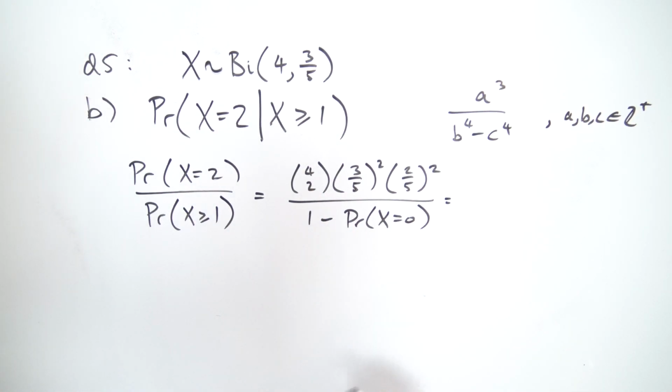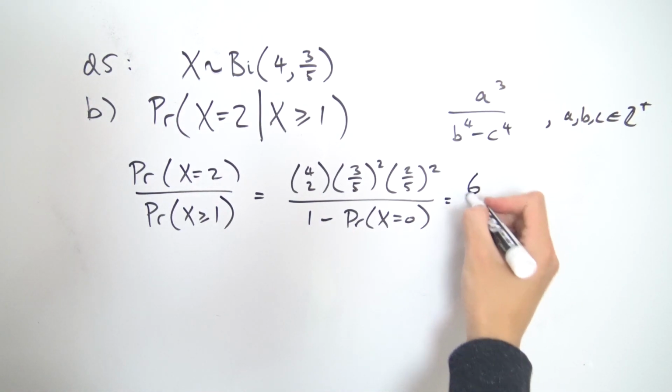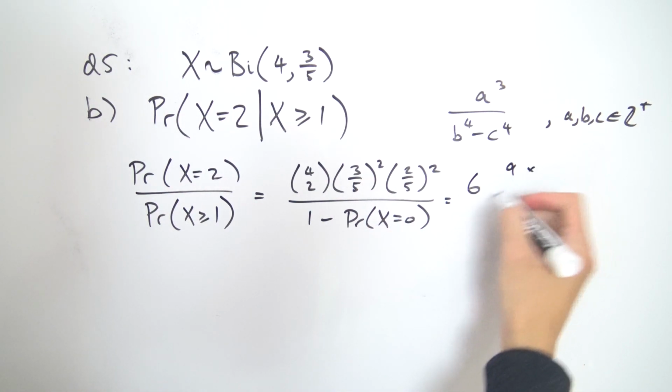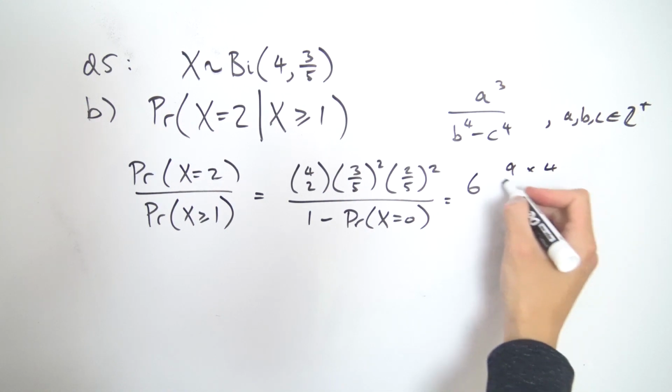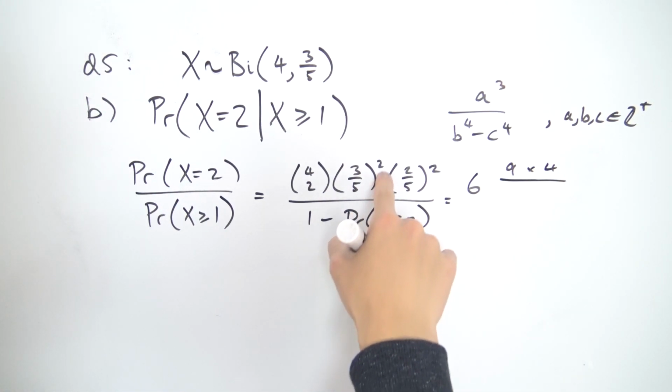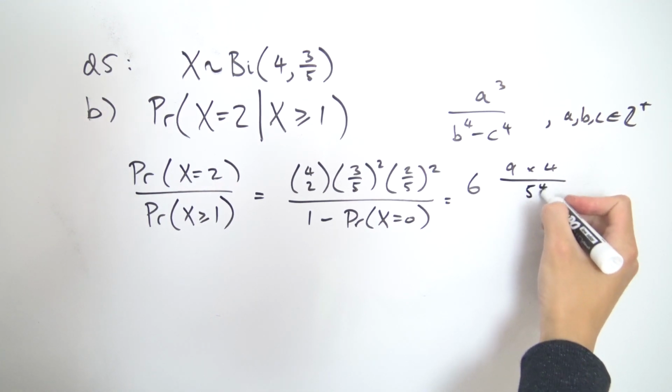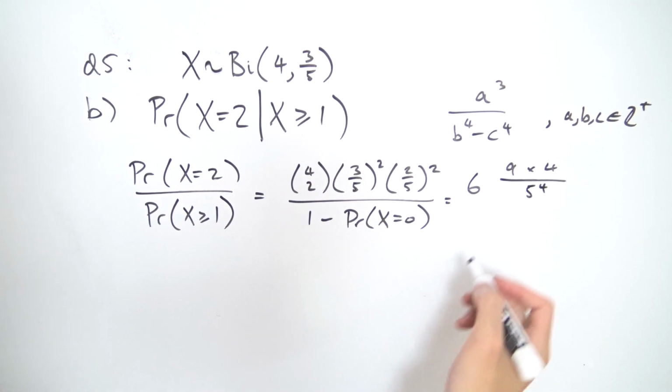So 4 choose 2, if you use the nCr formula, you get 6. And we have 3 squared, which is 9, times 2 squared, which is 4, divided by, now we have 5 squared times 5 squared, but I'm actually going to write that as 5 to the 4. That's going to be useful later on.